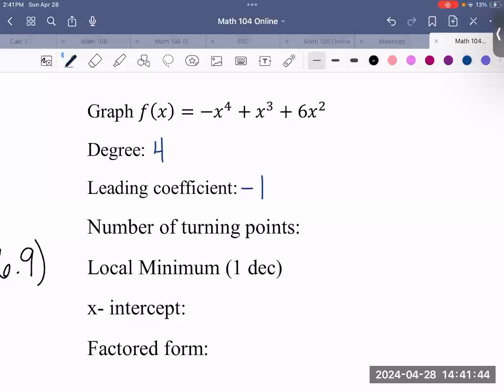Okay, number of turns we saw was 3. We said local minimum was at 0.